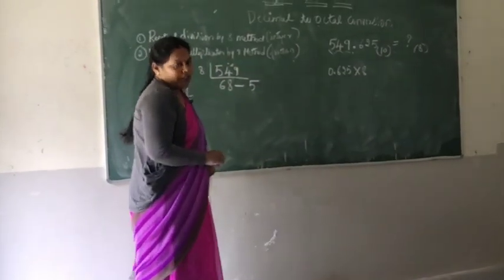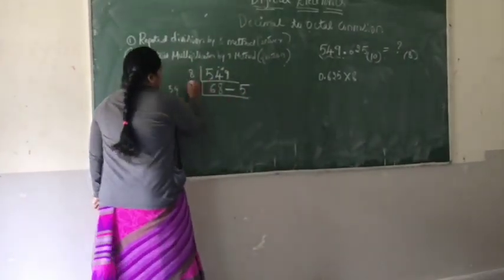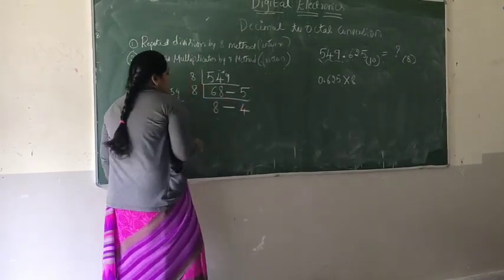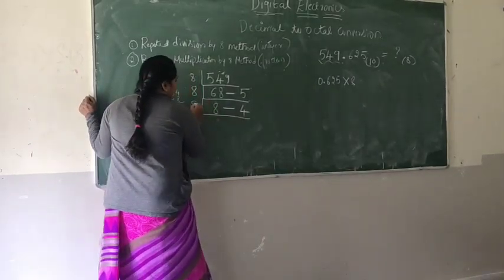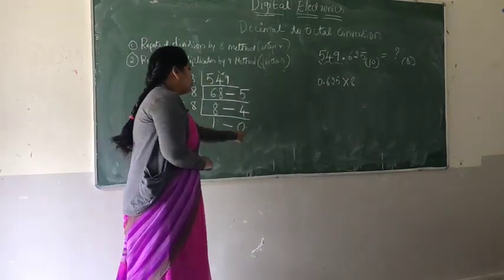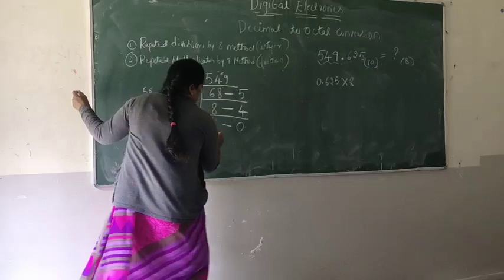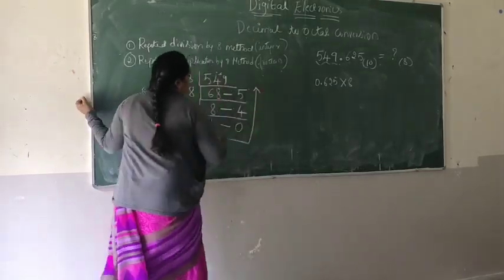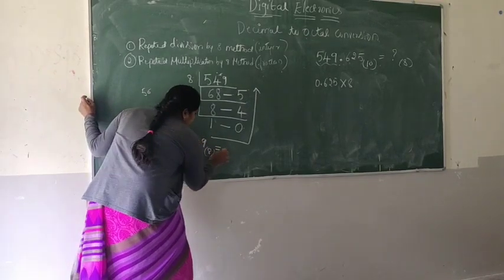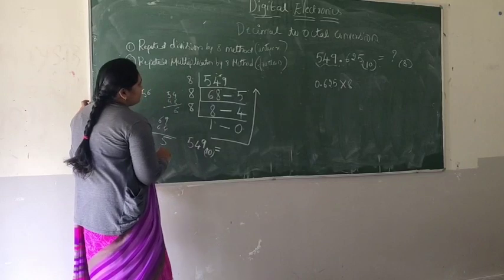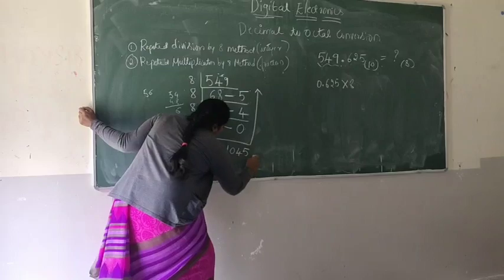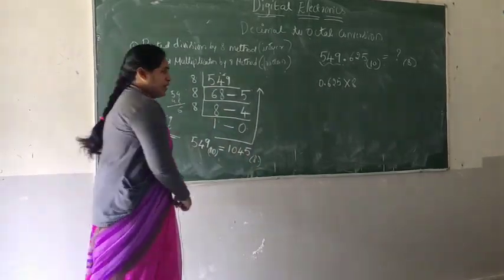Like this you have to go on continuing. So you have to repeat here with 8. Again 8 8s are 64. How much is the remainder? 4. Next one is 8, so I can divide by 8. 8 ones are 8. Remainder is 0. So you will get 1045. When you are taking, you have to take from bottom to top. That is, 549 in decimal number system is equal to 1045 in octal number system. So the integer part you have completed.